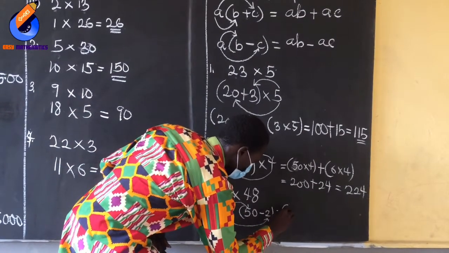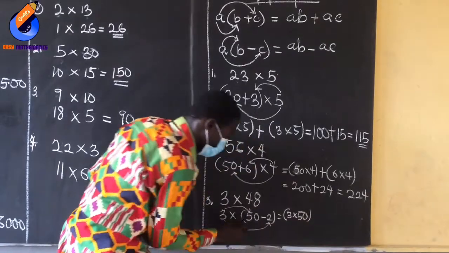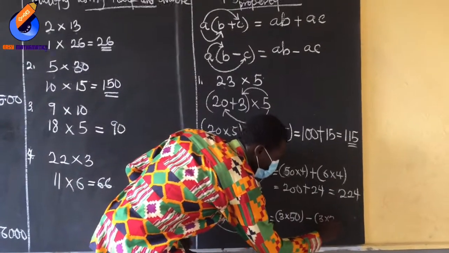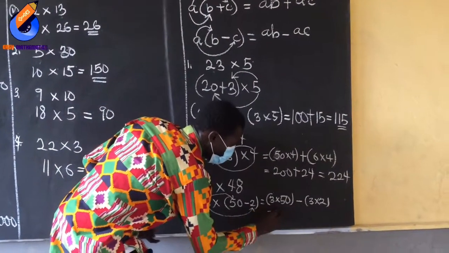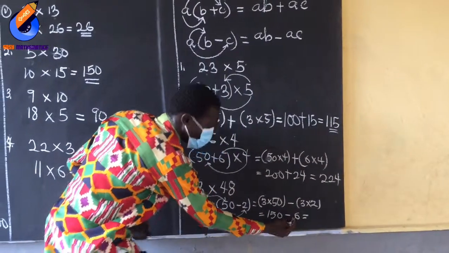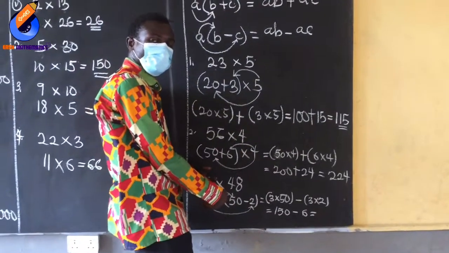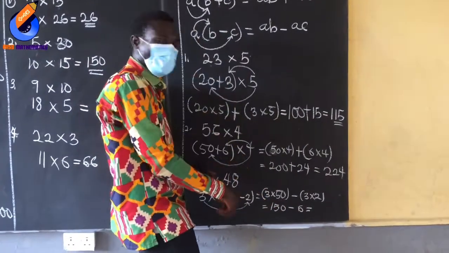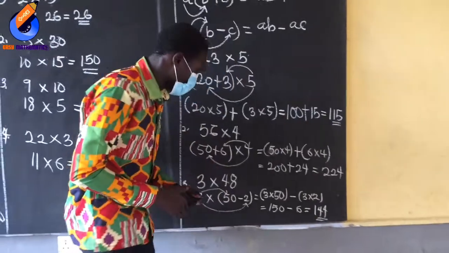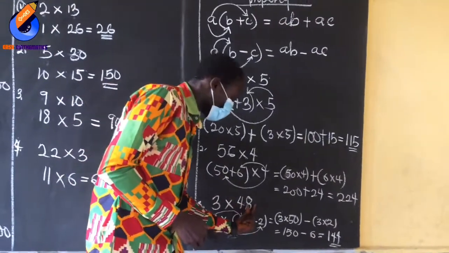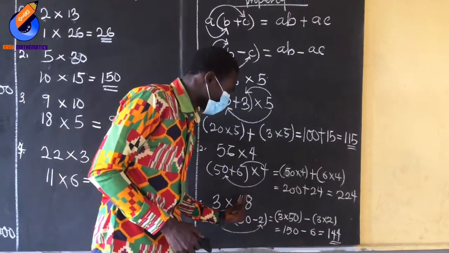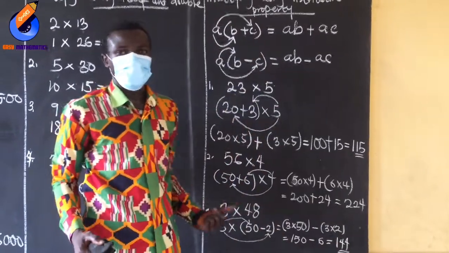So I'm going to get 3 times 50. The sign is minus. Then I'll use the 3 to multiply 2. 3 times 50 will give me 150. 3 times 2 is 6. Now I'll just subtract 6 from 150. When you take 6 from 150, you are going to get 144. So 3 times 48, using the distributive property, gives 144. And if you multiply 3 times 48 directly, you also get 144.